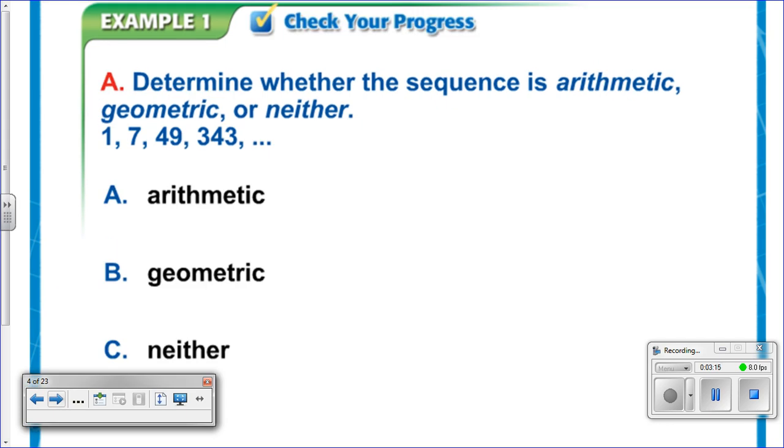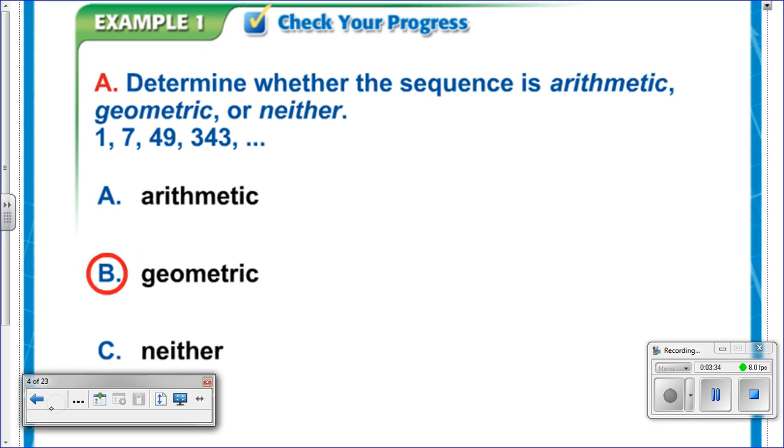So once again, let's determine which one this is. I would have to add 6. Add 6 does not give you 49. So let's see. If I multiply by 7, yes. If I multiply by 7, I do get 49. So that means this is geometric.